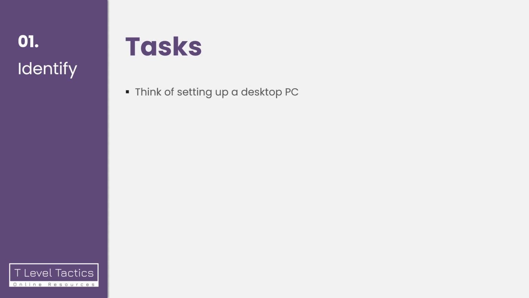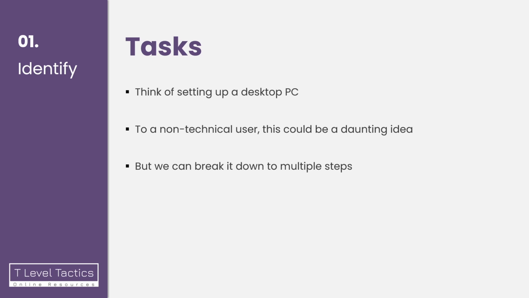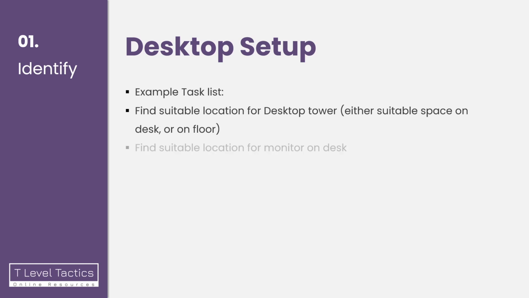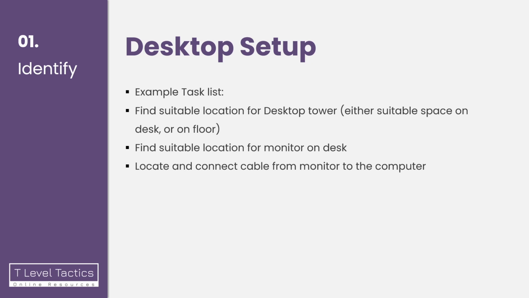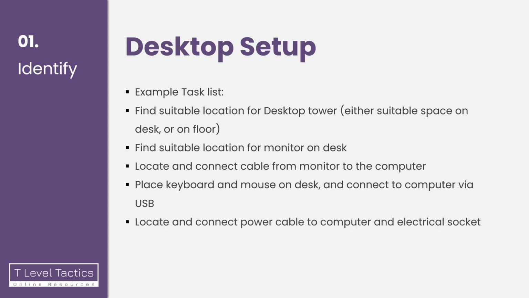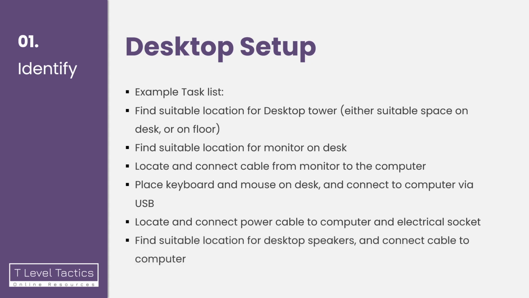Think of setting up a desktop computer. To a non-technical user, this could be quite a daunting idea, but we can break it down to multiple steps. For example, we might want to find a suitable location for our desktop computer, either on a desk or the floor. Then we might want to make sure there's suitable space for a monitor on the desk as well. We'll locate and connect a cable from the monitor to the computer. Place a keyboard and mouse on a desk and connect it to the computer via USB. Locate and connect the power cable from the computer to an electrical socket. And potentially find a suitable location for desktop speakers and connect them to the computer as well. Then we can try powering on the computer. It doesn't seem so bad when we break it down like that.